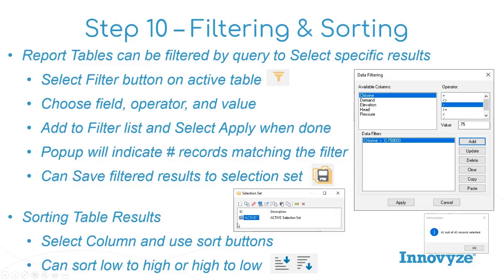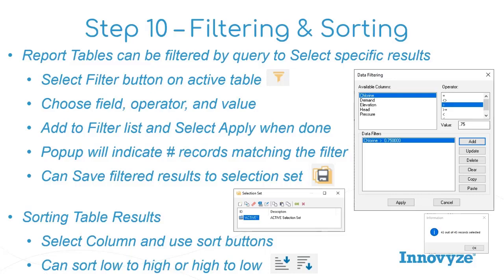That's pretty handy. Then secondarily, if you want to sort your results, you can select a column, and then once you click on it, you can sort from low to high or high to low. So this would be low to high, and this would be high to low. That often can be very handy if you're trying to see the highest pressure, lowest pressure, highest chlorine, lowest chlorine, to just find those easily.